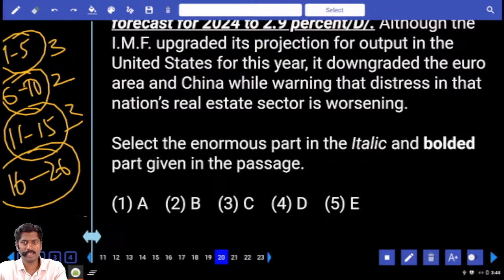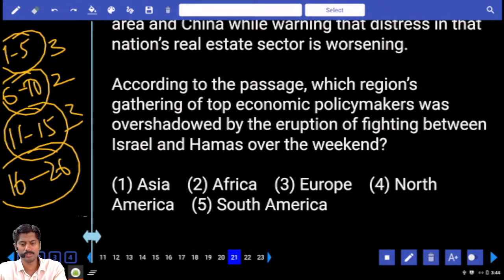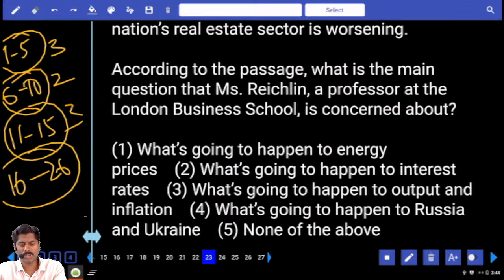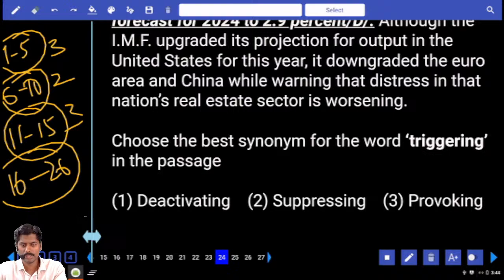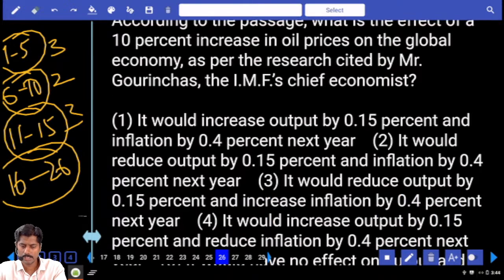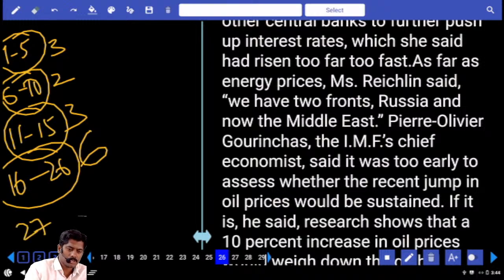This one rare, doubtful, and this one doubtful. Fill in the blank, doubtful. This one easy, 4, total 4. This one 5. This one doubtful. This one 6. Total 6 out of 11. 6 are easily scoreable. Last section, 27 to 30.